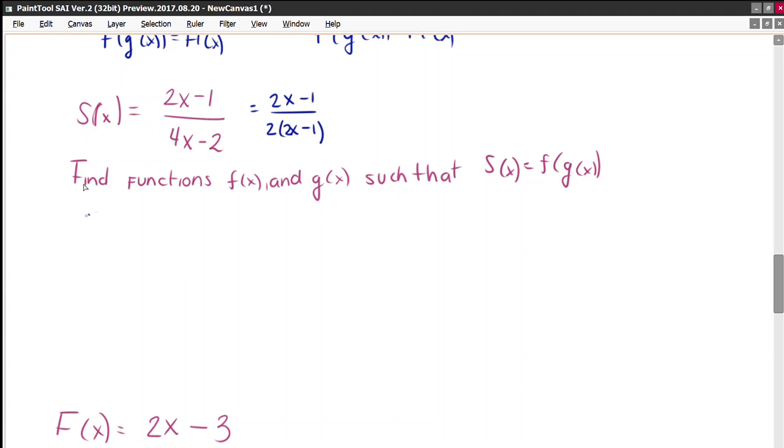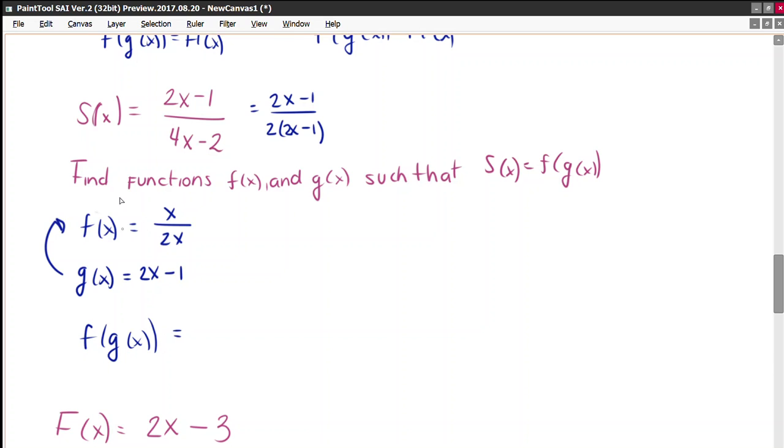So, what I can see is that f of x can be the function x over 2x, and g can be x minus 2x minus 1. Then, if I plug g into f, I will obtain the original function s.